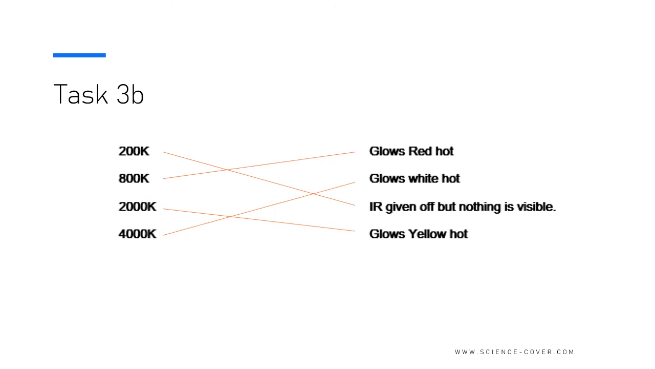200 Kelvin. Infrared will be given off, but no visible. 800 Kelvin should glow red hot. 2000 Kelvin glows yellow hot. 4000 Kelvin glows white hot.